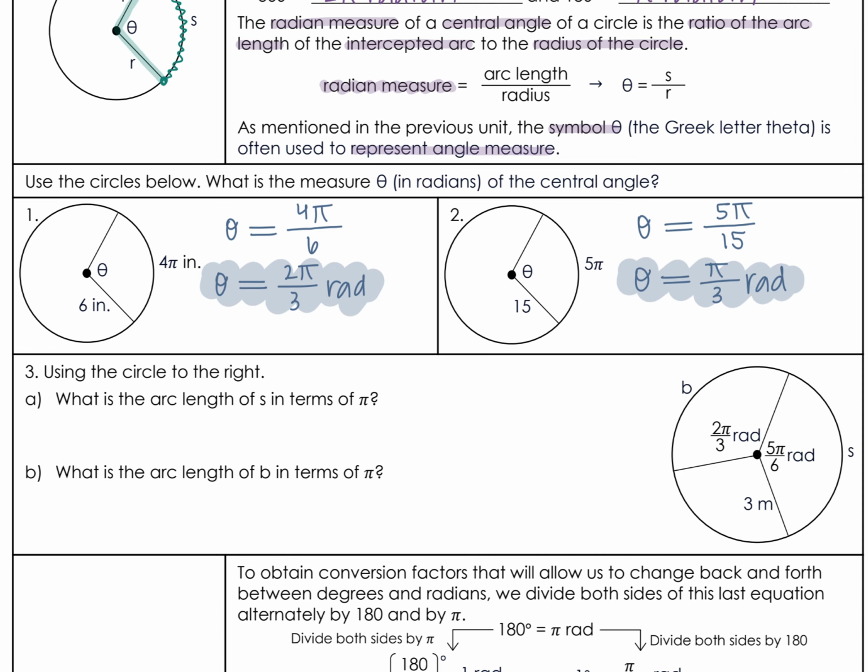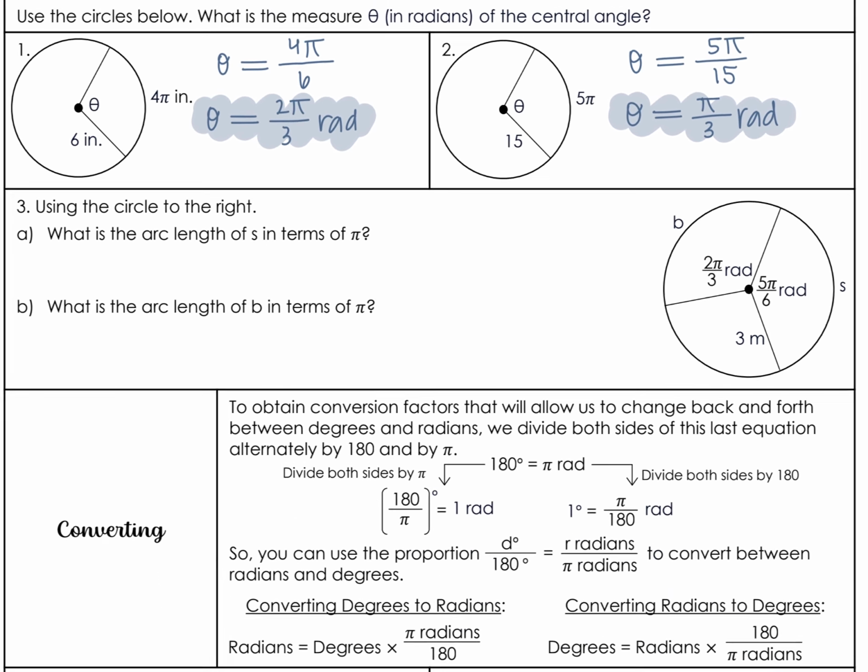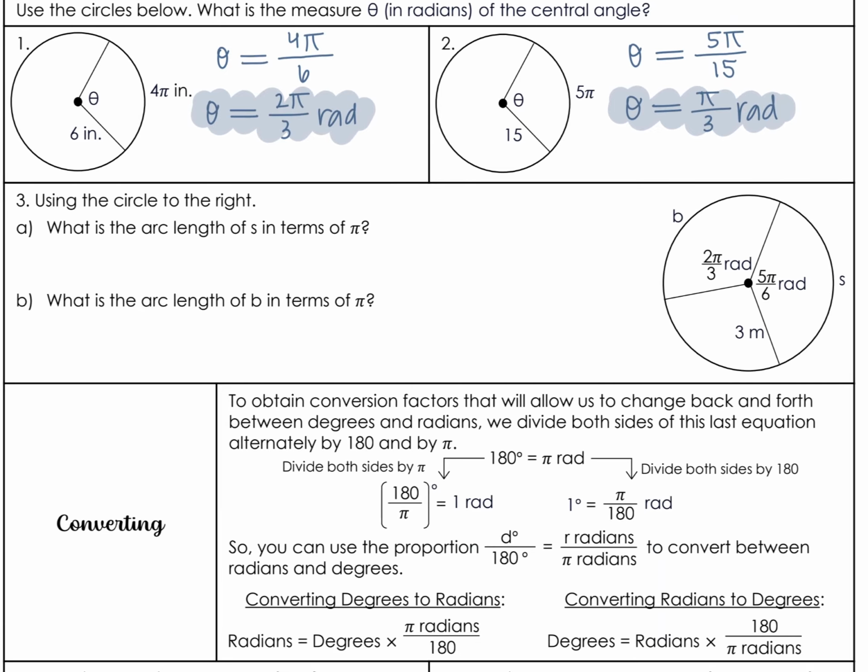All right, now let's move into number 3 here, where they are using the circle to the right, and they're asking for us to find the arc length of S in terms of pi, and then we'll do the same thing for the arc length of B in terms of pi. Okay, so starting off here, we'll have for S, we have that our S is going to be this arc here, which will be using the theta of 5 pi over 6 radian, and my radius of 3.